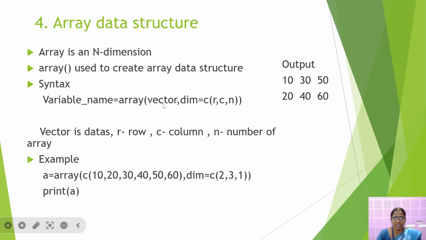First the vector elements are 10, 20, 30, 40, 50, 60. Totally we take 6 elements. Here c of 2 represents the row, 3 represents the column, and N represents 1. These elements are represented in 2 rows, 3 columns, and the number of arrays is 1. The output is like this: 2 rows, that is 10, 20 in the first column, 30, 40 in the second column, 50, 60 in the third column, and the last one represents the number of arrays.